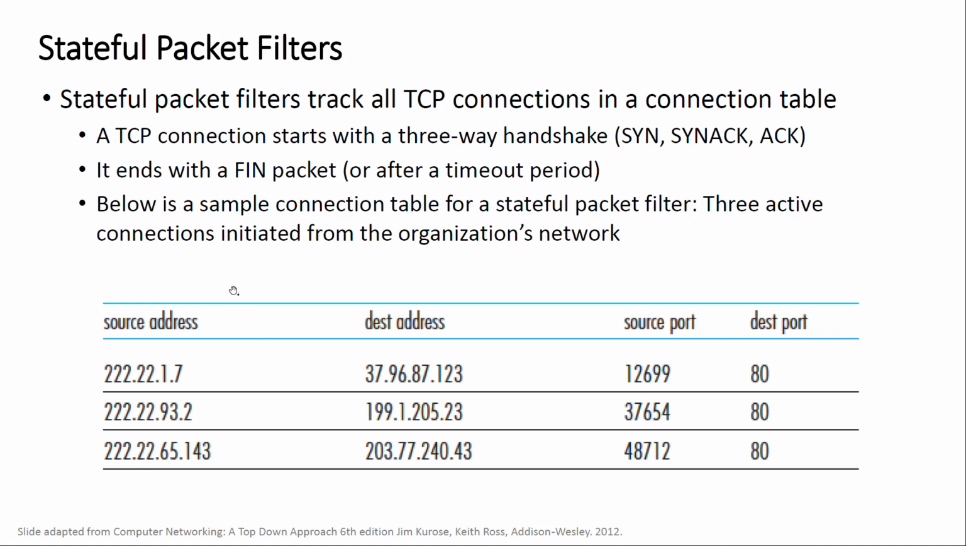So below is a sample connection table for a stateful packet filter. There are 3 active connections initiated from the organization's network. So currently there are 3 connections, and they are kept in the stateful packet filter. This way you can decide if the incoming or outgoing traffic is part of these open connections.